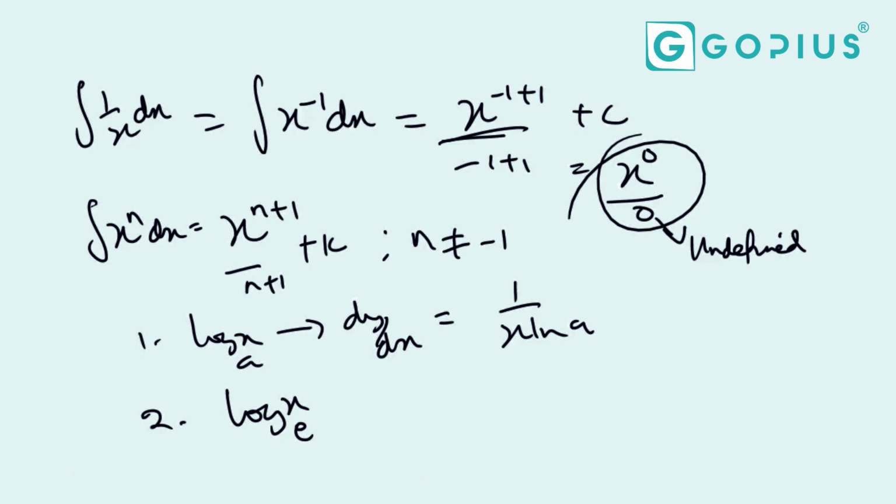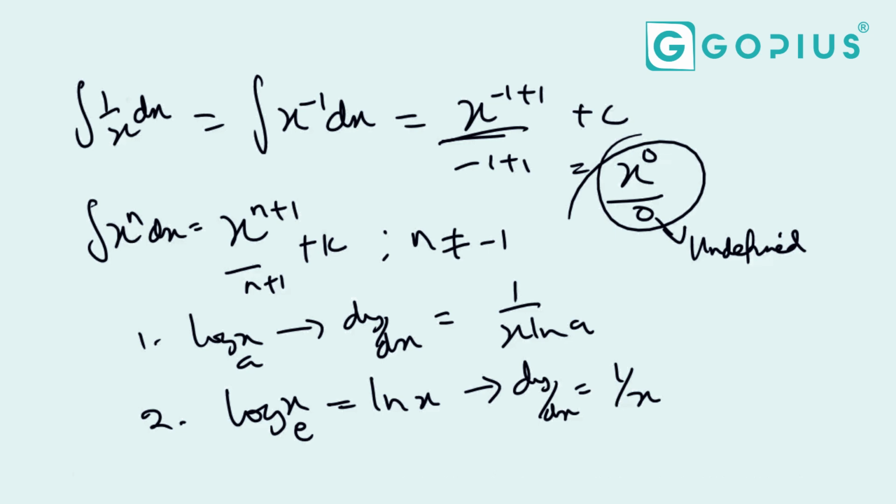Log x base e, where e is the natural number, is translated as ln x in mathematics. And when you differentiate ln x, you are going to have 1 over x as the derivative of ln x. Because of time constraint, I cannot show you that. So when you differentiate ln x in math, you have 1 over x.